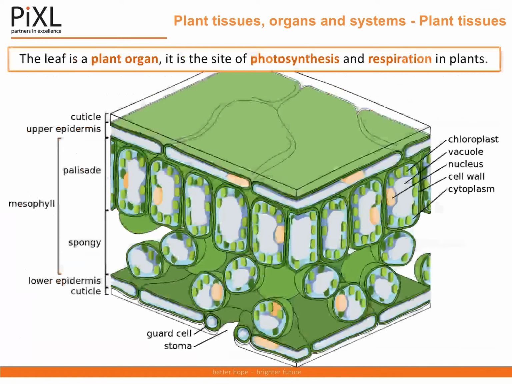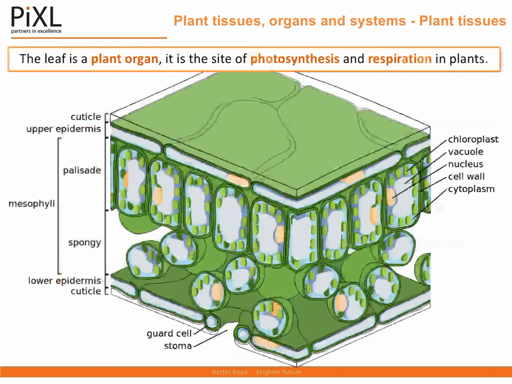Going down the left hand side, we've got the cuticle, then our upper epidermis cells, then our palisade and our spongy cells. They are palisade mesophyll and spongy mesophyll, tissues made up of the individual cells. We've then got our lower epidermis at the bottom and our cuticle. Underneath, we've got our guard cell and our stomata, or stoma, allowing the gas exchange.